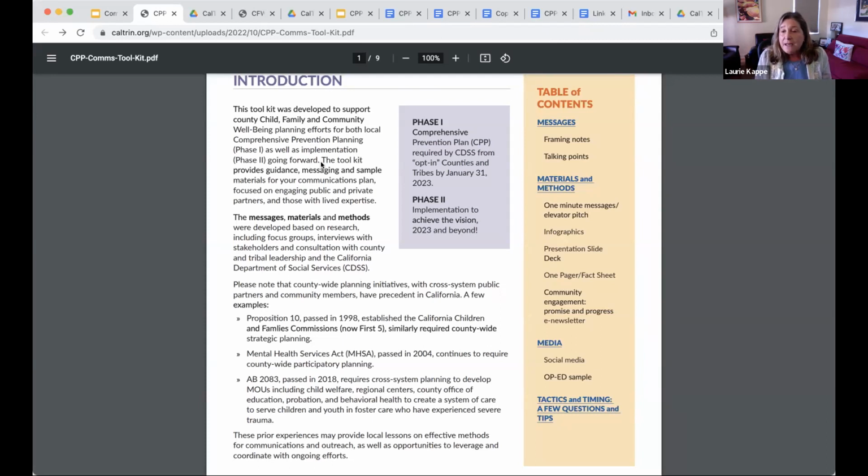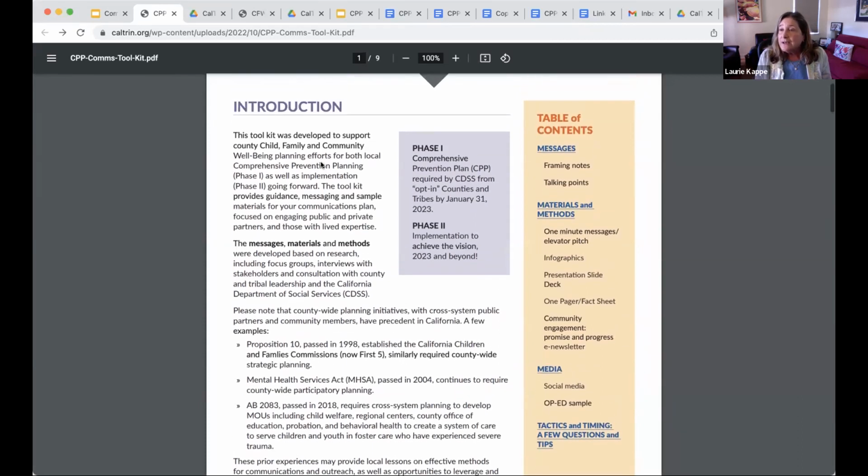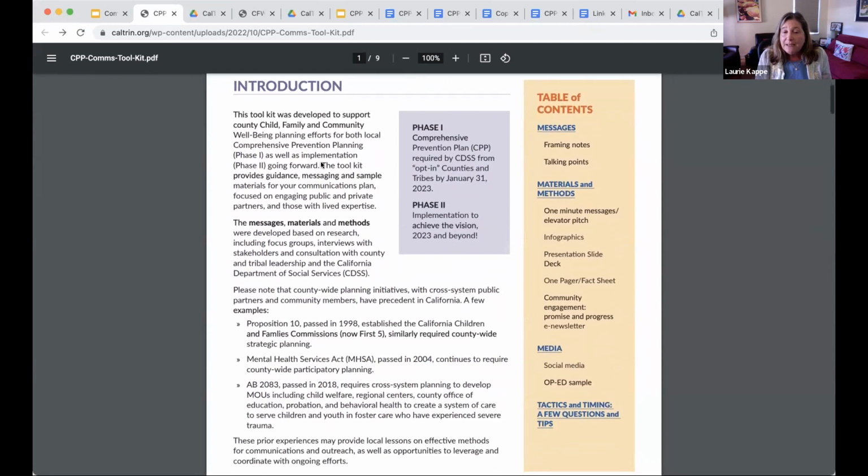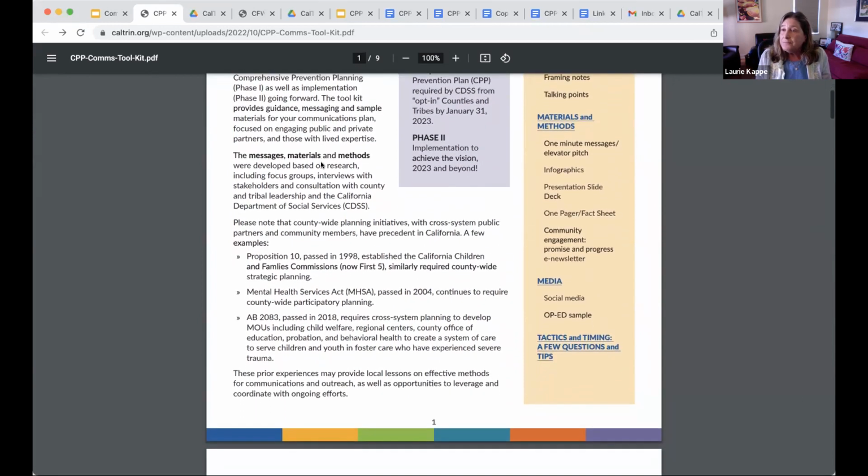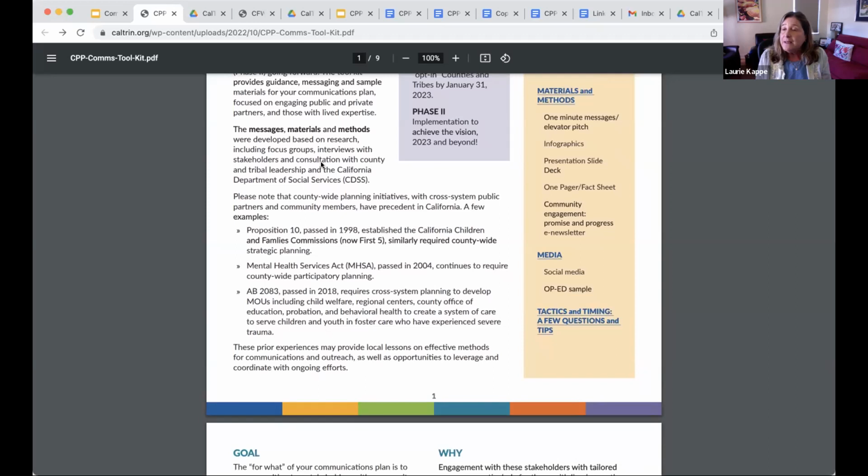The other thing I wanted to point out is that this isn't the first rodeo here. There have been countywide planning initiatives, and some of you maybe have been involved with them over time, like Proposition 10, MHSA, more recently, of course, AB 2083. And I know Richard Connect yesterday did a good overview of some of the system of care work that's going on. So this isn't the first time child welfare has reached out to community or other public partners like behavioral health have reached out to community.